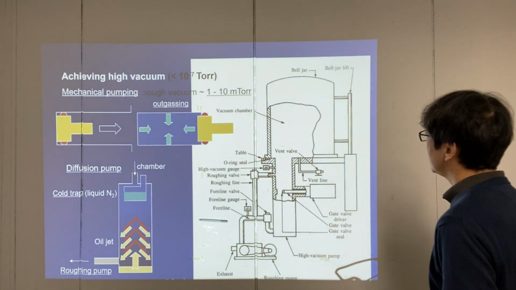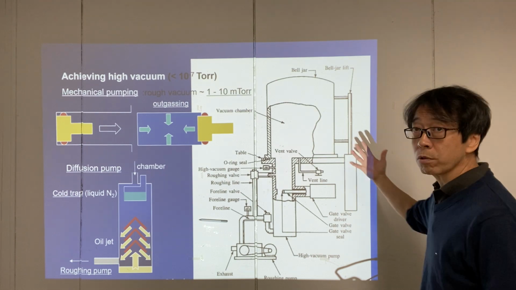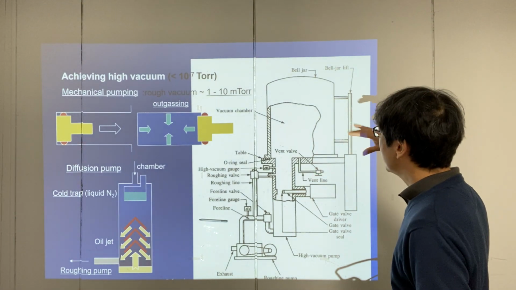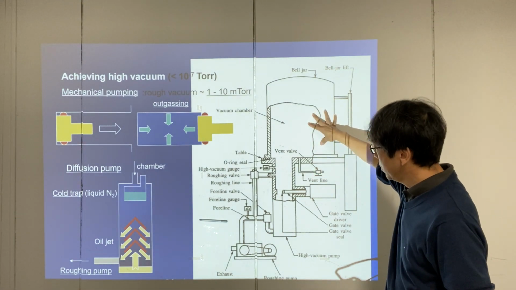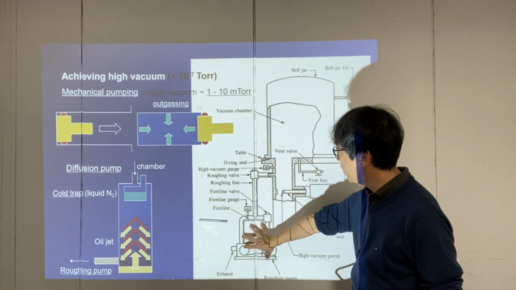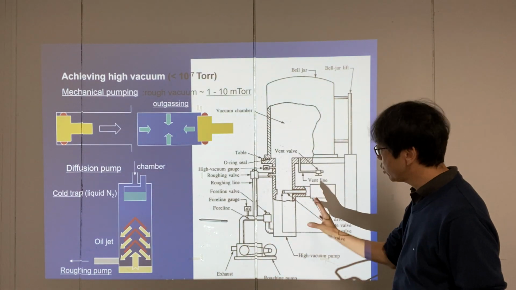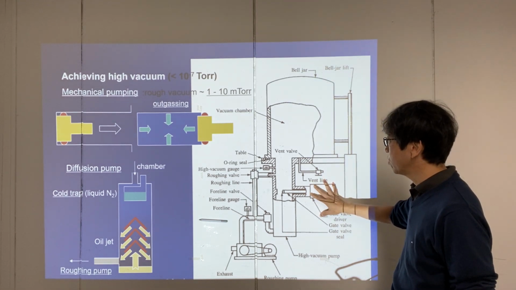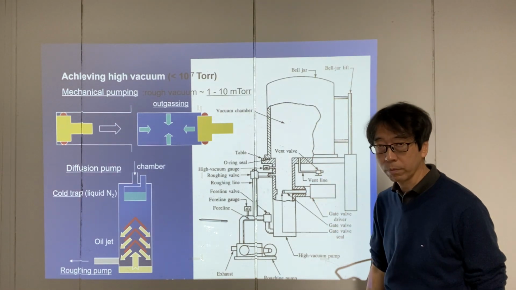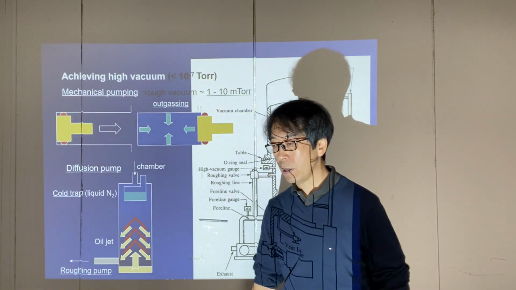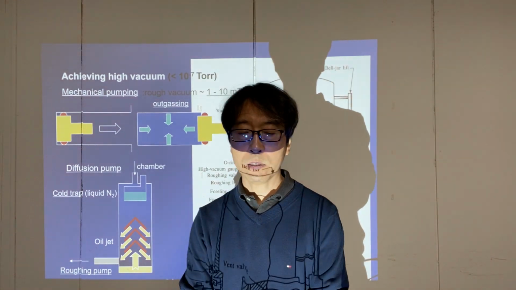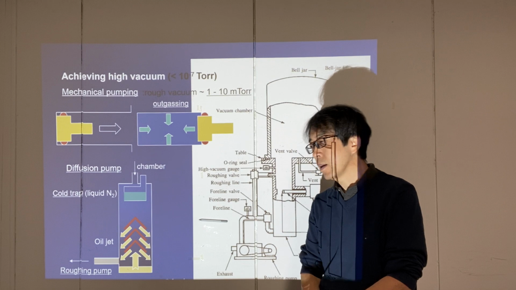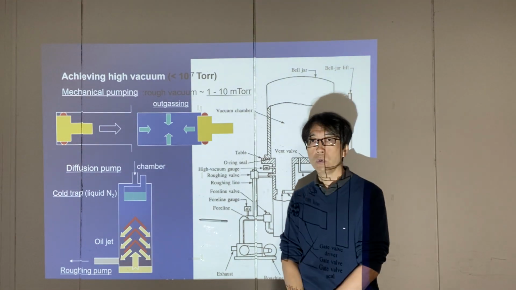Okay, so this is the typical cross-section of a bell jar. You maintain the high vacuum. You use a mechanical vacuum pump first, and then switch to a diffusion pump or another kind of pump as well, and then you can maintain high vacuum. So it takes a lot of time to create this high vacuum, normally somewhere between 30 minutes to 1 hour.